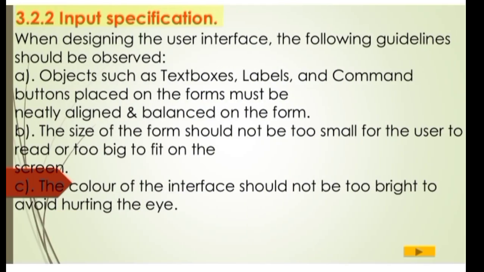3.2.2 Input specification. When designing the user interface, the following guidelines should be observed. A. Objects such as text boxes, labels, and command buttons placed on the forms must be neatly aligned and balanced on the form. B. The size of the form should not be too small for the user to read or too big to fit on the screen. C. The color of the interface should not be too bright, to avoid hurting the eye.